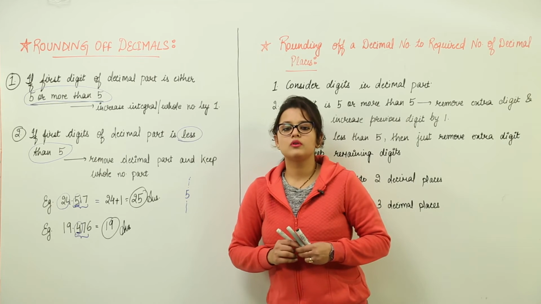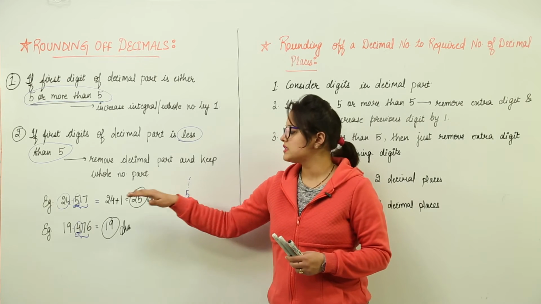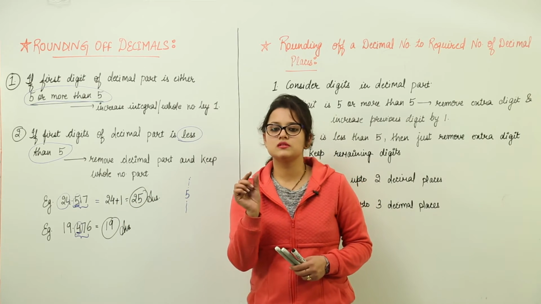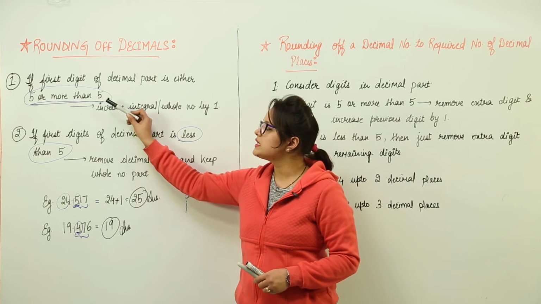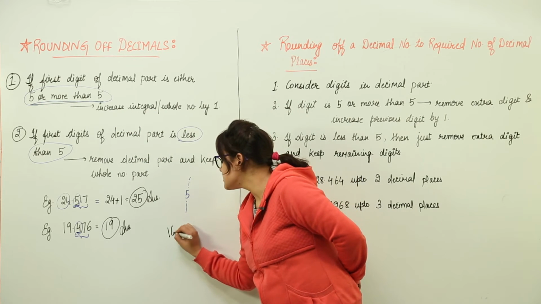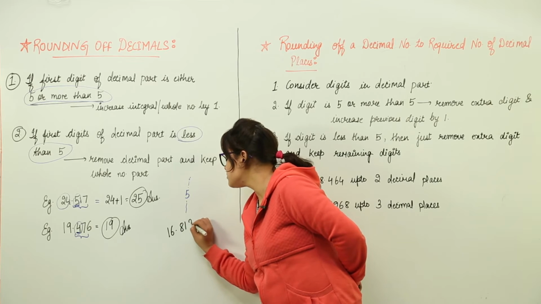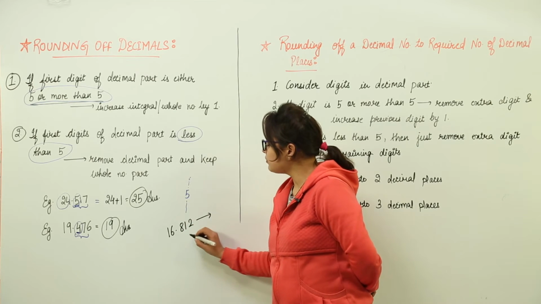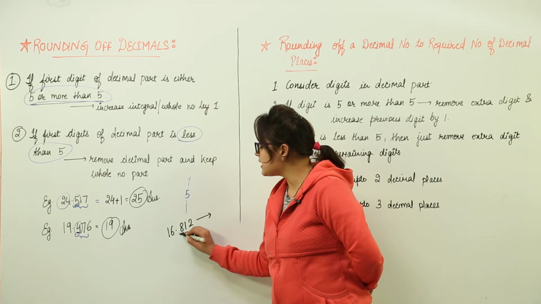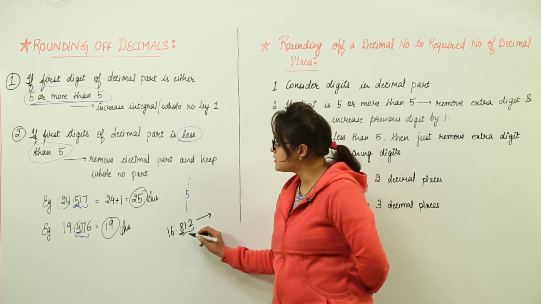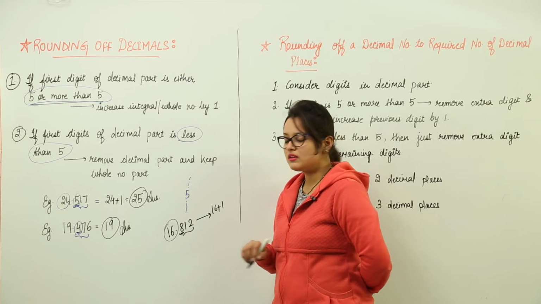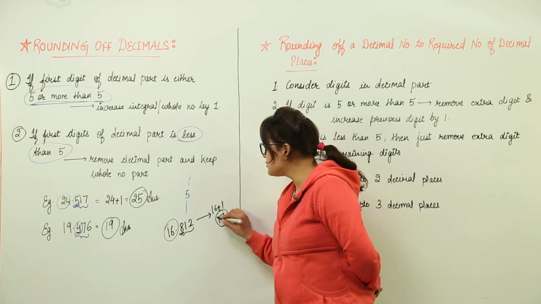So first of all, for rounding off, you have to consider the decimal part only. In the decimal part, check out the first digit. If the first digit is 5 or more than 5, for example, it could have been 16.812. Then you would have checked, this is the decimal part. The first digit is 8, more than 5. That means the integral part needs to be added with 1. So that will become rounded off to 17.